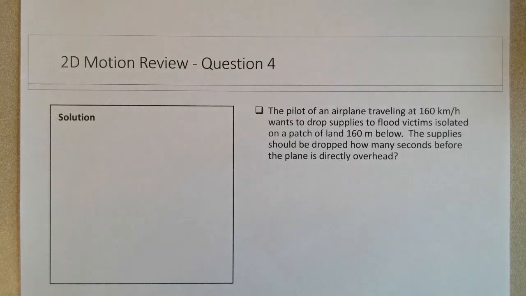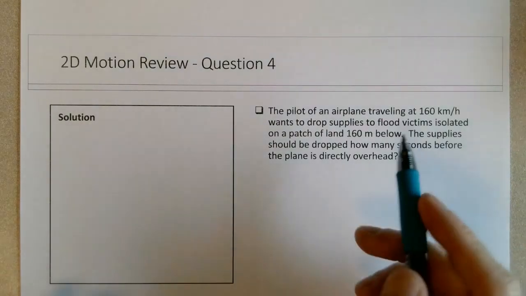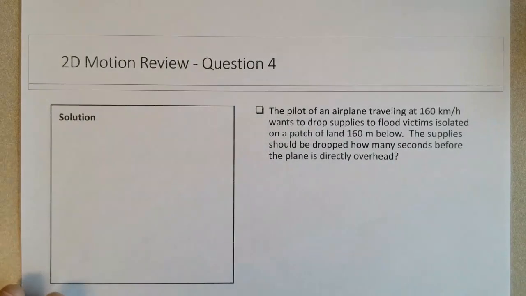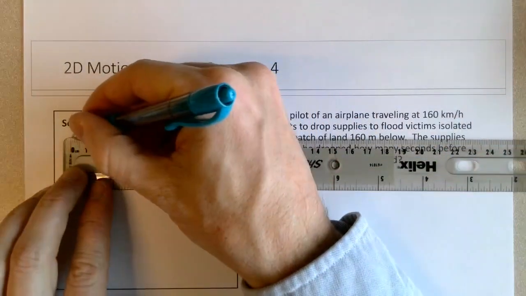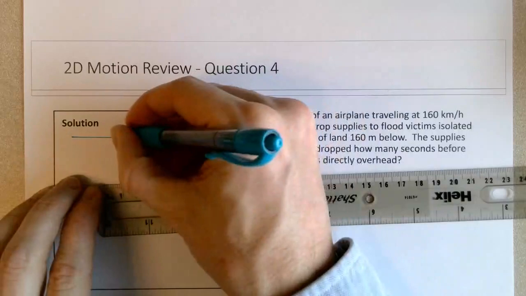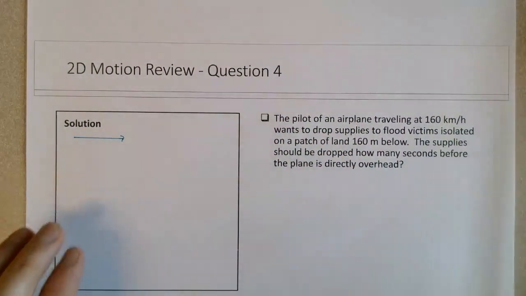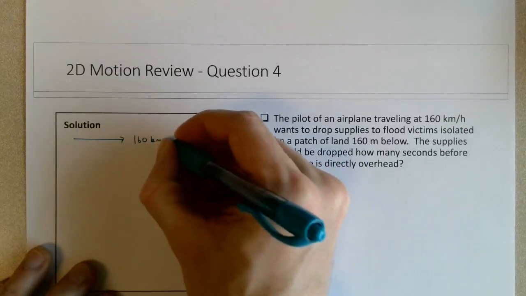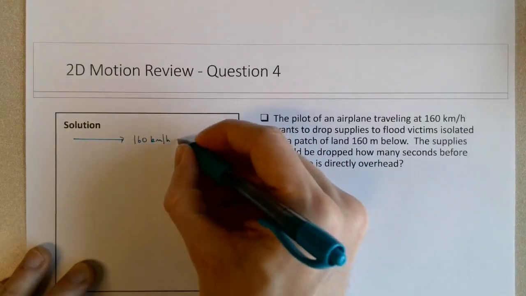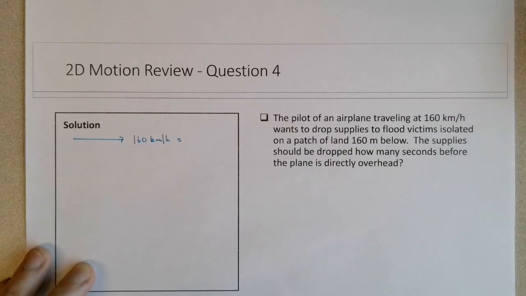It could be required if we were to ask how far from the patch of land horizontally the plane would need to be before it drops, and we can solve that problem. But in order to solve for the time, I'm going to assume that the airplane is traveling horizontally at 160 kilometers per hour. So I mentioned the speed is not necessary, but I'll do an extra problem.